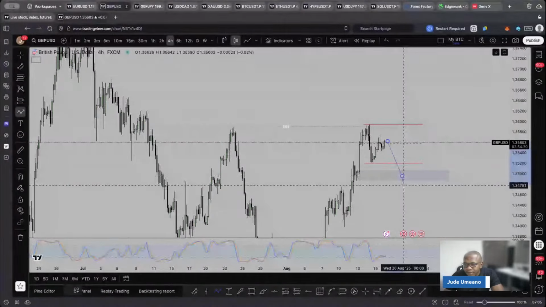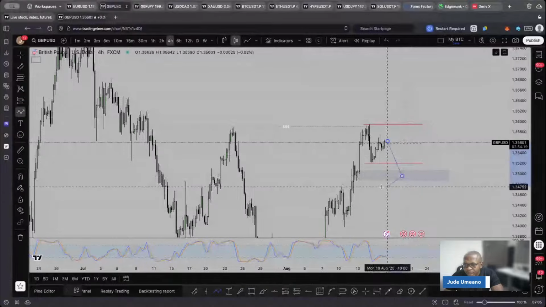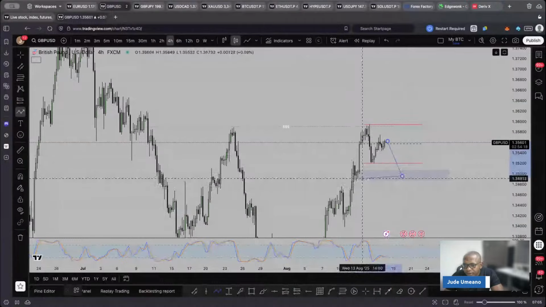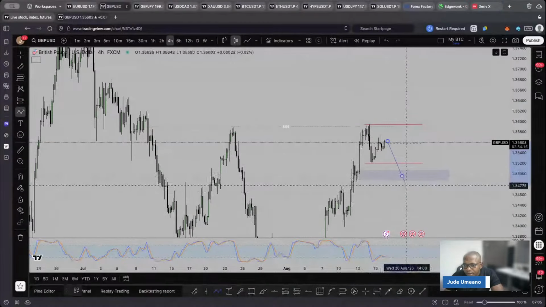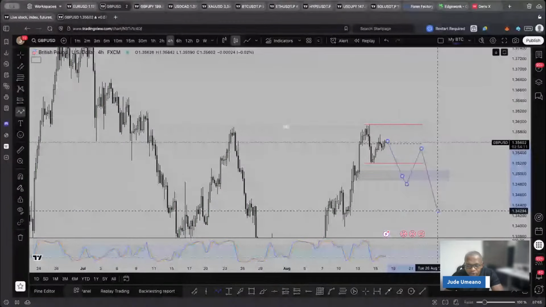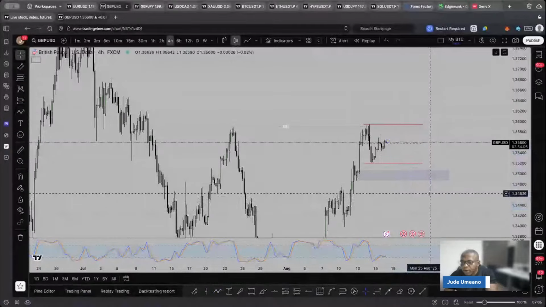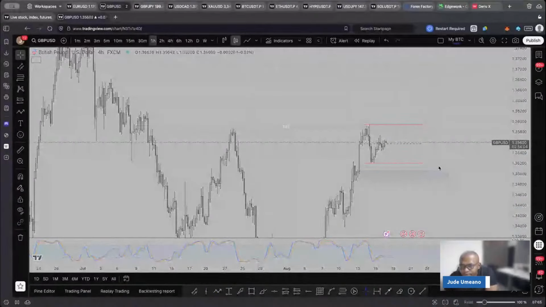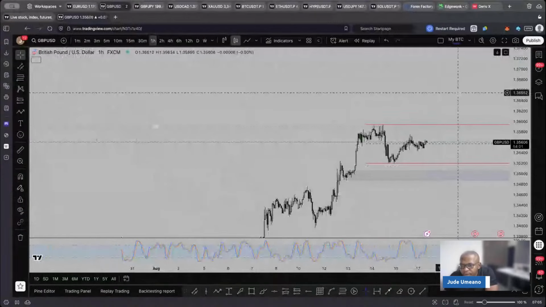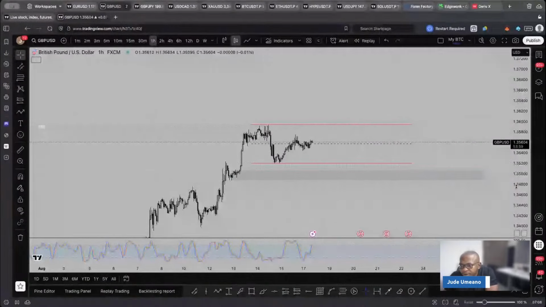So what I'm saying is that if we break down this way and we break out of this block and break down this way, it's an efficient range. Then it's simply saying that yes, we can continue going lower. But I want to get more clarity on this. So therefore, we're going to go down to the 1 hour to see what can possibly happen.